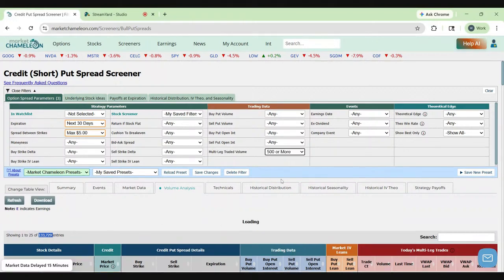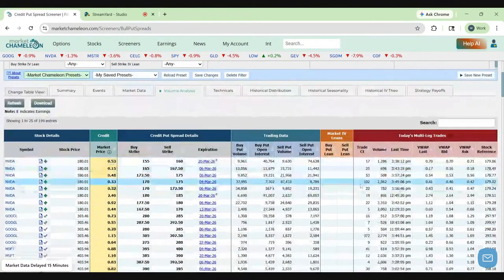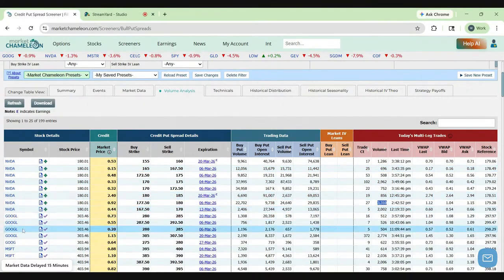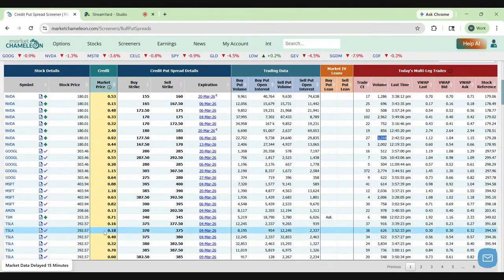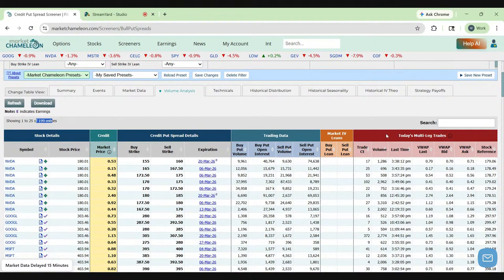Now this is going to reload our table. And you can see now we have 199 different combinations. So now you see in NVIDIA, there are a few different types of spreads that traded over 500. Then we've got Google, Microsoft, and these are all sorted by highest market cap stock. Well, we still have a lot of candidates, 199.